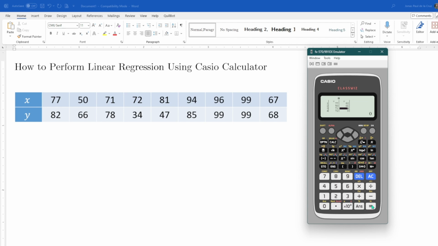66, 78, 34, 47, 85, 99, 99, and 63. Right, and then press AC.